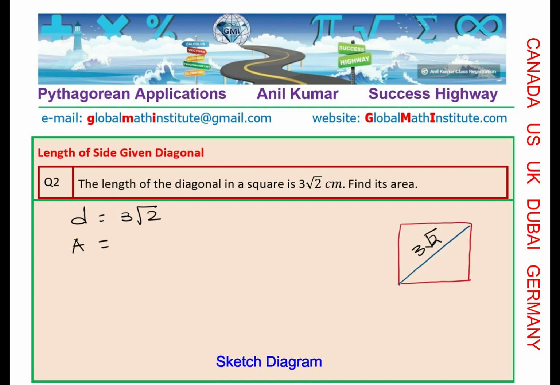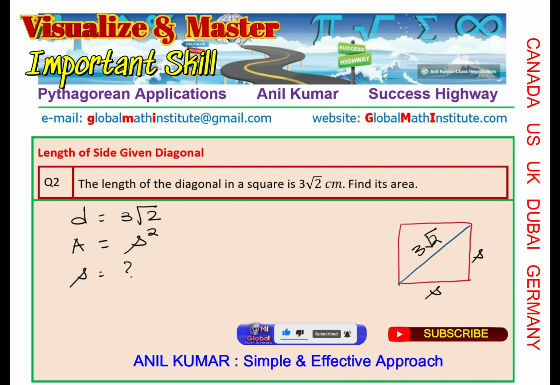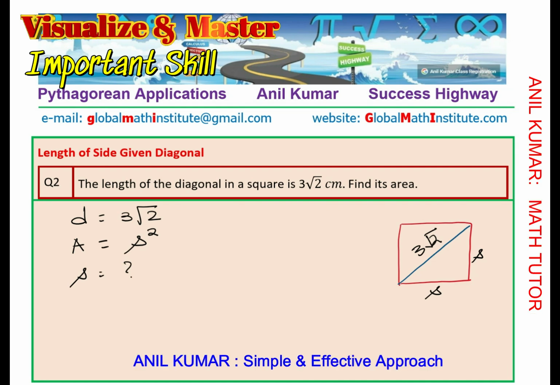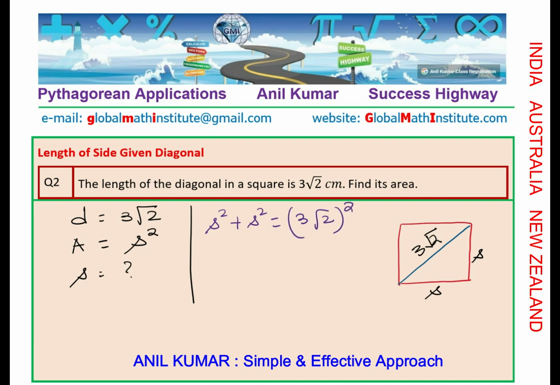Now, area you could find provided you find the sides, right? So for area, which will be side into side, we need to find what the side is. Now, we know that the side could be 3 from our past experience, but let us do it systematically. Side square plus side square is equal to 3 square root 2 whole square. Diagonal square is the sum of the squares of the sides, since the square also has a right angle at the corner, right?